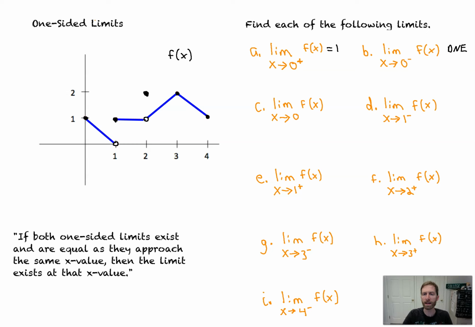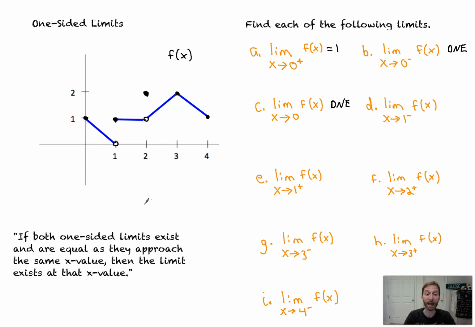Perfect. Okay, now into part C, it says the limit as x approaches 0 of f of x. I put this problem in here to remind you that there's still our formal limit idea. Do we have a limit as x approaches 0? Meaning, as we approach x equals 0 from both sides, do we have the same y value? And the answer is no. From the right side of 0, we have 1. From the left side, we can't approach. So this limit, therefore, does not exist.